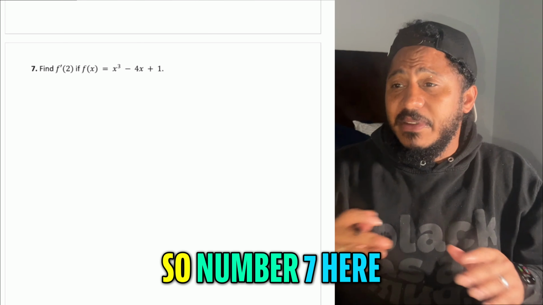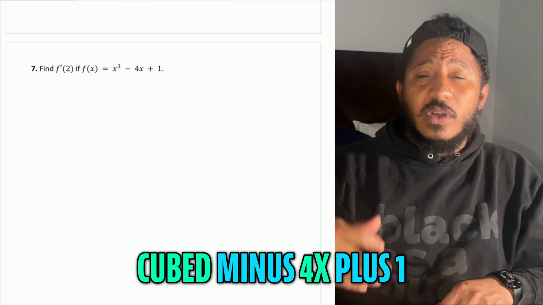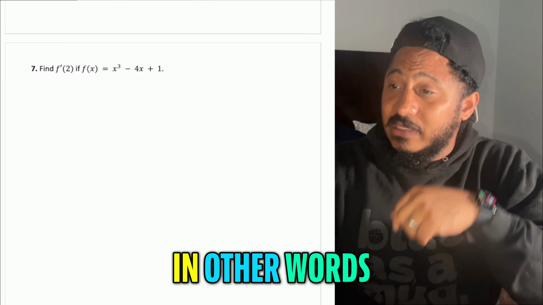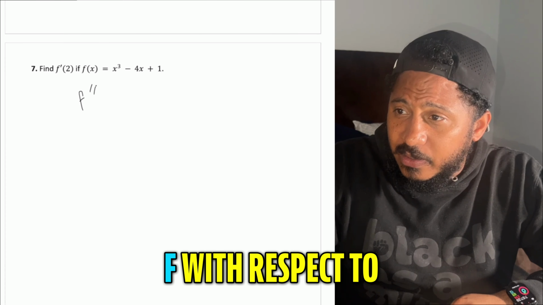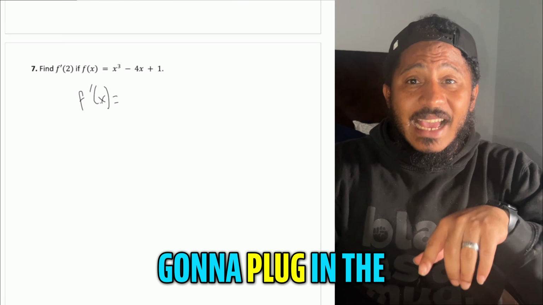Let's try some more. Number 7 here says, find f prime of 2 if f of x equals x cubed minus 4x plus 1. So this one's similar. First we find f prime of x, then just plug in 2. In other words, find the derivative of f with respect to x first, and then afterwards we're going to plug in the x value of 2.